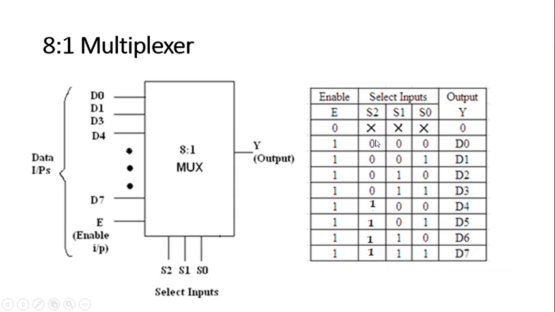If the selector input is 000, D0 is selected. If the selector input is 001, D1 is selected. If the selector input is 010, D2 is selected. If the selector input is 011, D3 is selected. If the selector input is 100, D4 is selected. If the selector input is 101, D5 is selected. If the selector is 110, D6 is selected. If the selector is 111, then D7 is selected.